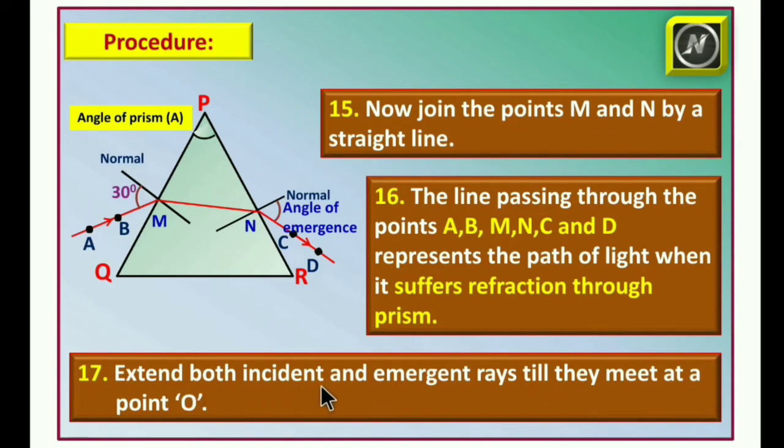Extend both the incident ray and the emergent ray. If you extend them, these two light rays meet at a point O. This is the point O.